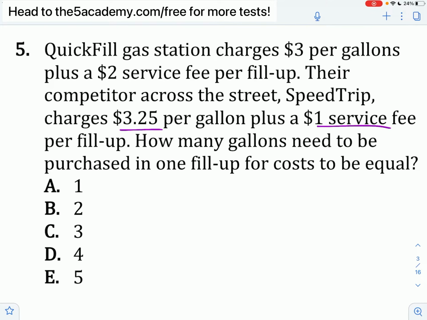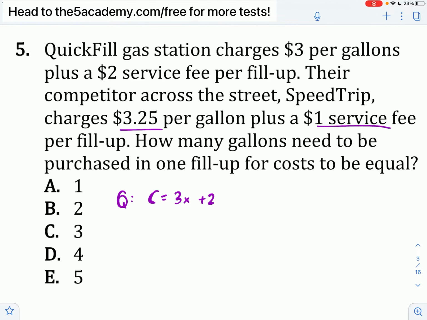Okay, so the quick fill, I'll just call it Q, the cost is going to be $3 per gallon times X gallons plus $2, right? So for example, if I get 5 gallons, the total cost is going to be 3 times the number of gallons plus 2. That comes out to $17. So we can intuitively create this equation, right? If I have any number of gallons, it's just that gallon value multiplied by 3 plus 2. Okay, very intuitive, simple equation.